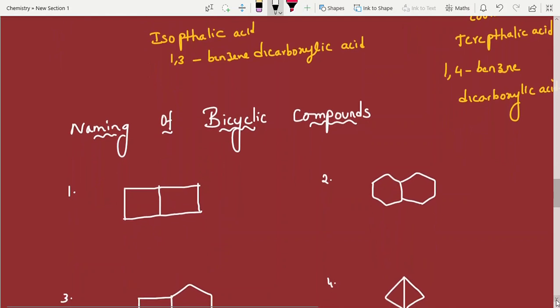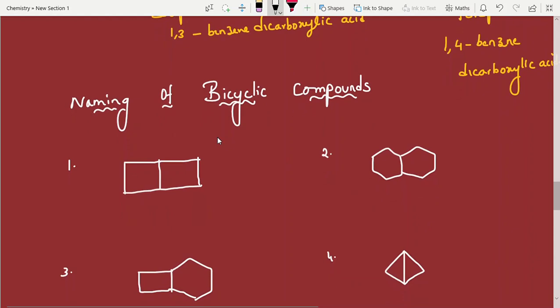Everybody will get benefit. Next, naming of bicyclic compounds. This also plays an important role. Bicyclic means two cycles, two rings are there. How to give the naming? See students, this is bridge one. Very easy this one. Best shortcut I am giving here. What is this? This is bridge.